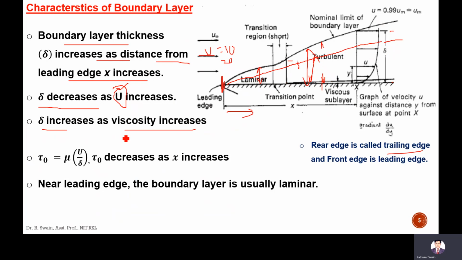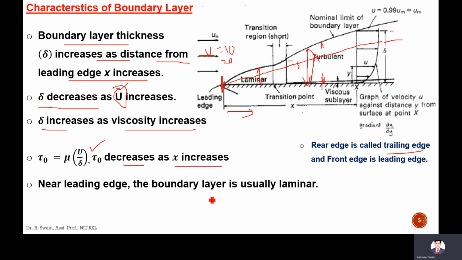As viscosity increases, the delta value increases, and then shear stress, we know, is mu into u by delta, where mu is the viscosity. As x increases, the shear stress gradually increases, because delta decreases and u increases, that's why shear stress increases.